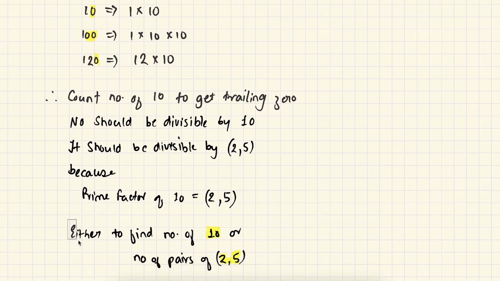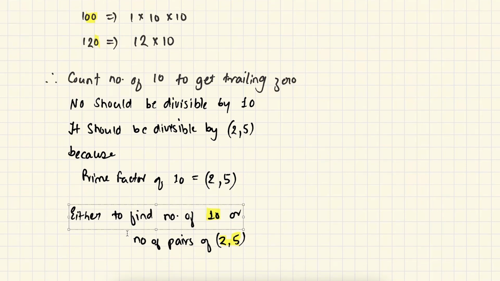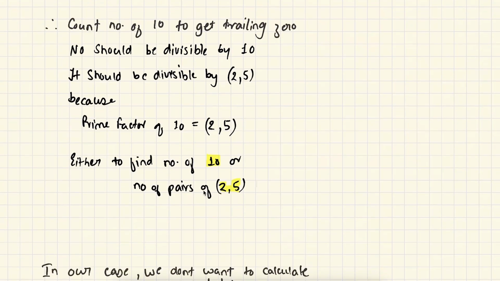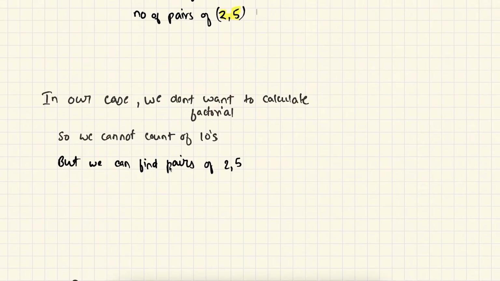Either we find the number of tens or we can find the number of pairs of 2 and 5. Both are the same thing. Either you count the number of tens or you count the pairs of 2 and 5. Now let's see our factorial example. In our case, we do not want to compute the factorial of a number, right? Because it causes overflow issues. So we cannot count the number of tens either.